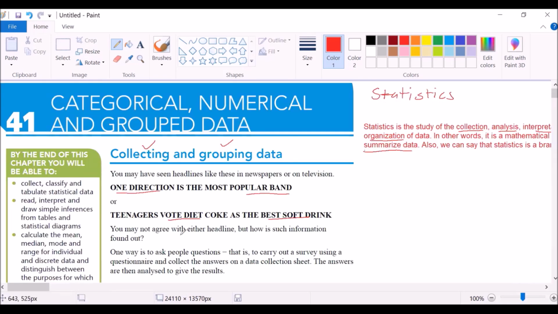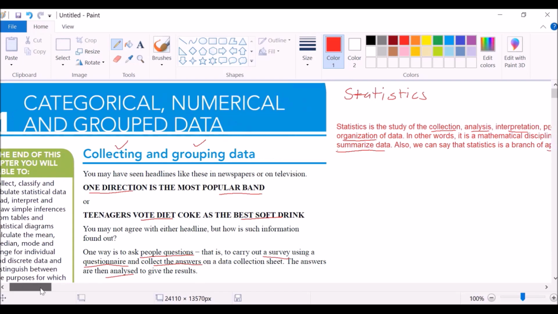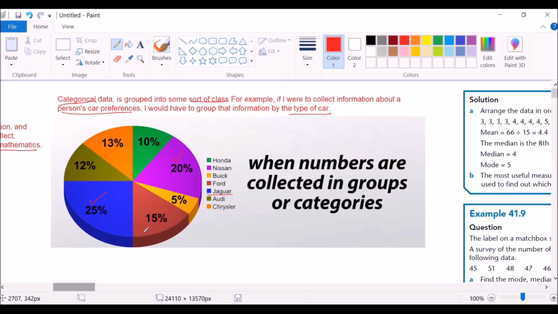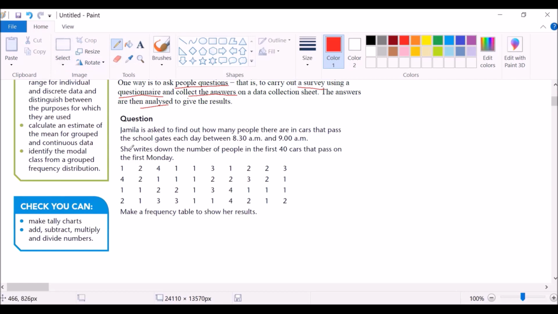One way of collecting information is to ask people questions. This is done by carrying out a survey using a questionnaire, which is a list of questions, and then collecting the answers on a data collection sheet. The answers are then analyzed or broken down to come up with a summary like this. Let's look at an example.